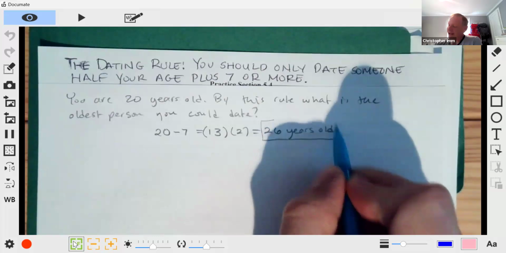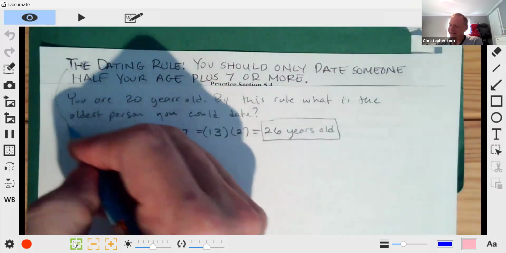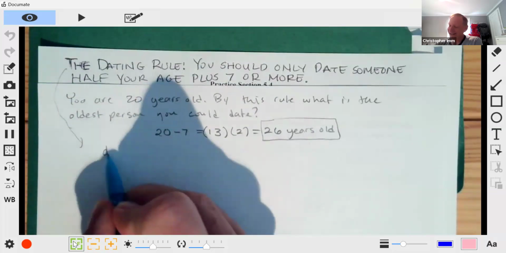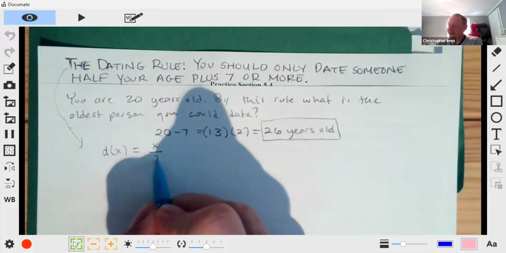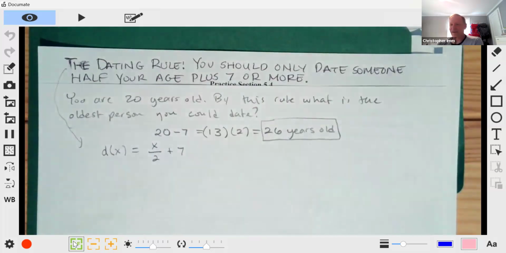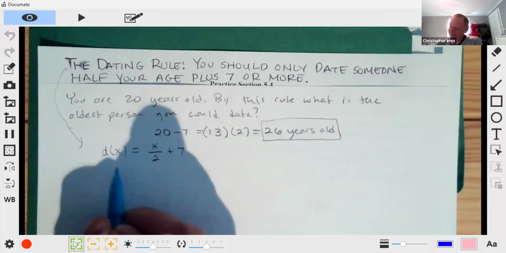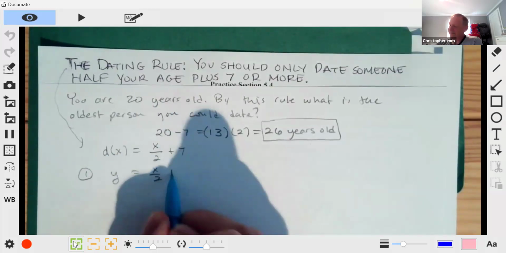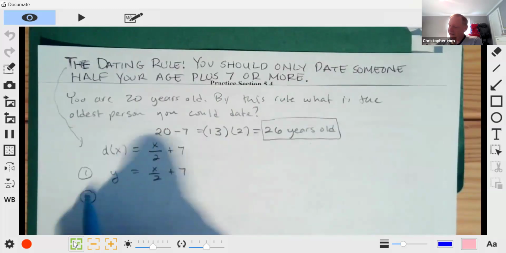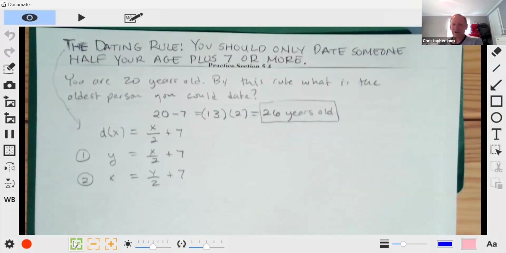Now, I don't totally believe that, but we could use inverses to do this, if you wanted to look at it mathematically. So my dating function, I'm going to call this the dating function, d of x, is equal to: I'll take my age, divide by 2, and add 7. So if you wanted to find your age limit, first of all, replace d of x by y. I would switch the values of x and y around. And then we'll go ahead and solve for y.